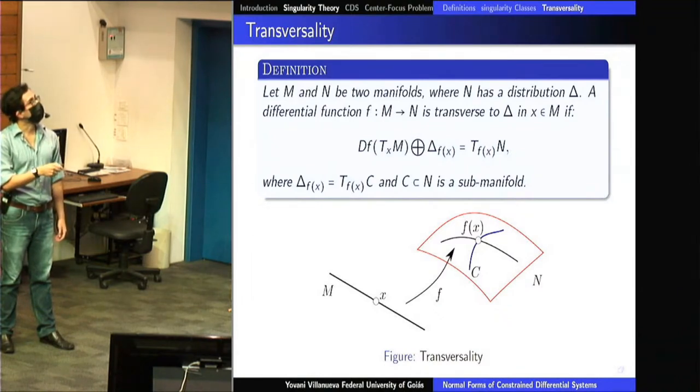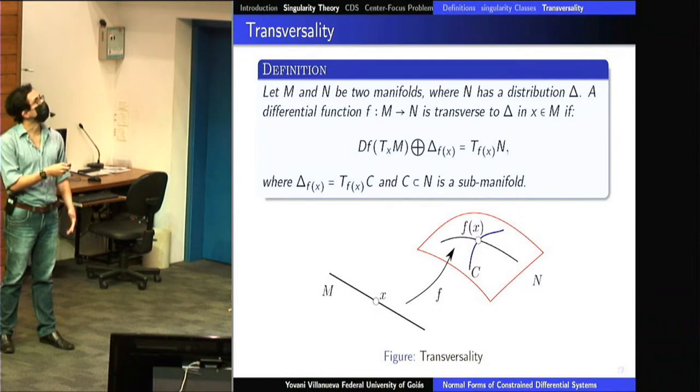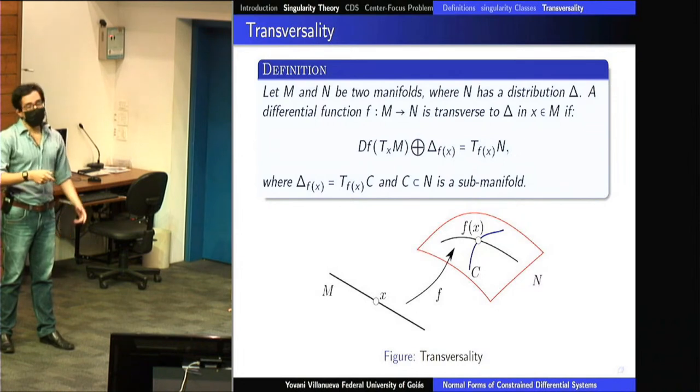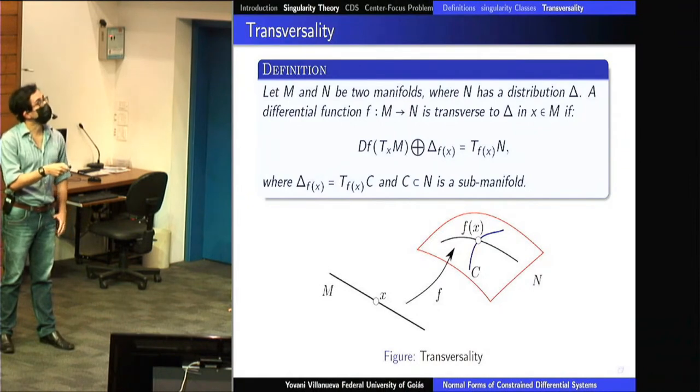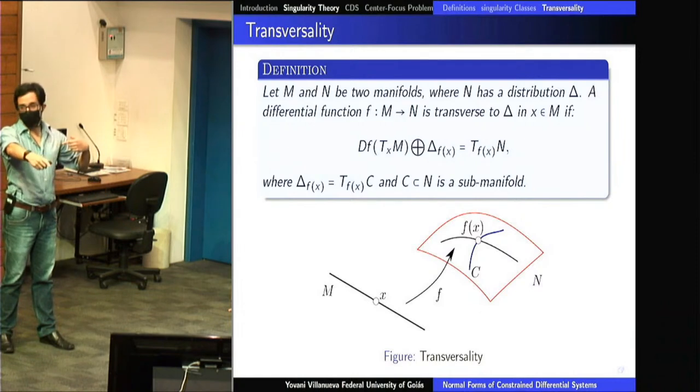If the image of the tangent space of the manifold M plus the other tangent space, but in the other manifold, is equal to the N manifold. So we can see in this picture we have a one-dimensional manifold, and its image is a curve over this manifold. And the image of its tangent space is a line, could be a line in space.